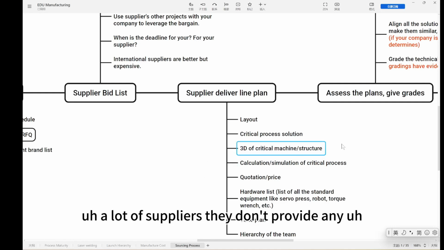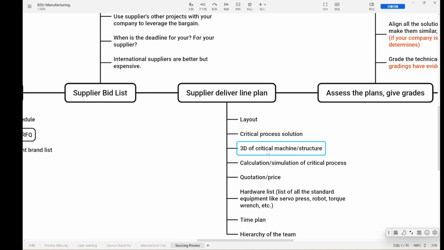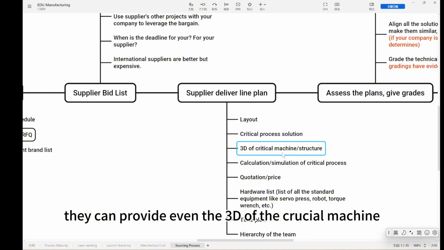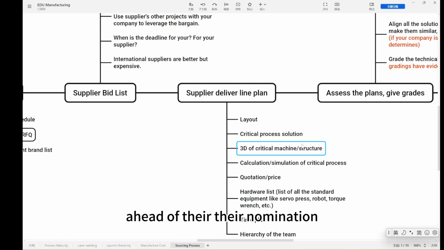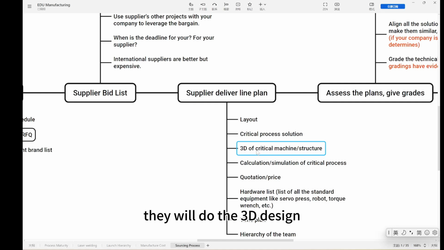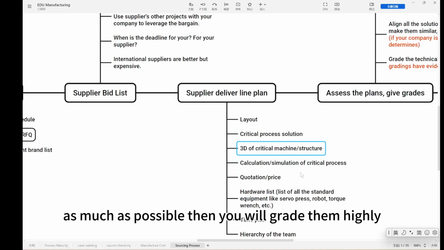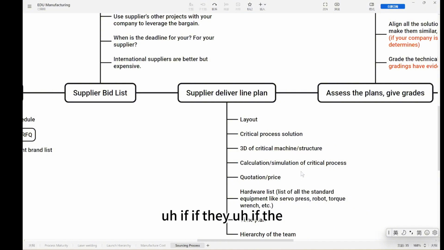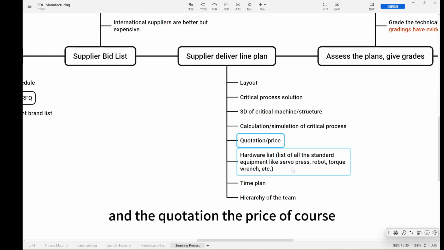In the 3D, a lot of suppliers don't provide any specific information during the bidding, but a lot of other suppliers can provide even the 3D of the crucial machine. They will do the design work ahead of their nomination. Even though they may not be nominated, they will do the 3D design, or at least some rough 3D design, to explain their solutions. Let them do it as much as possible. Then you will grade them highly if their plan is okay, and the quotation, the price, of course.